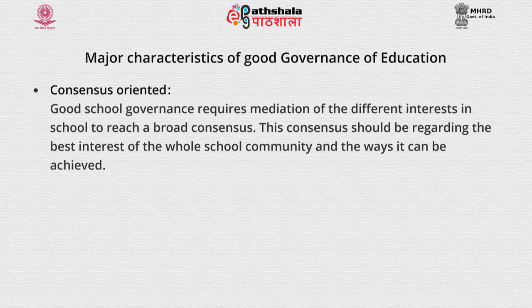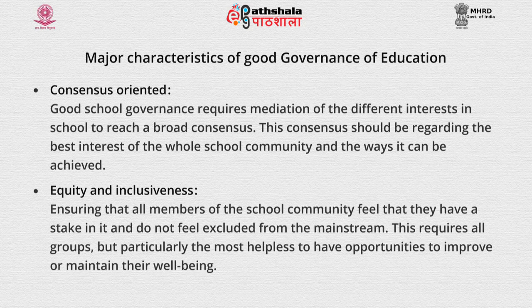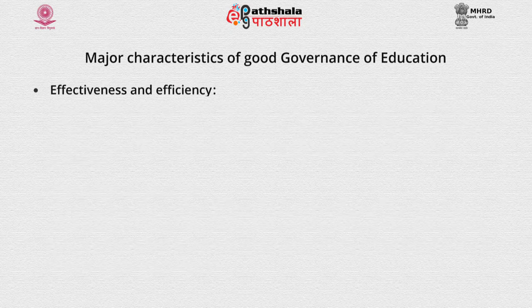Next one is equity and inclusiveness, ensuring that all members of the school community feel that they have a stake in it and they don't feel excluded from the mainstream. This requires all groups, but particularly the most helpless, to have opportunities to improve or maintain their well-being. Next one is effectiveness and efficiency.